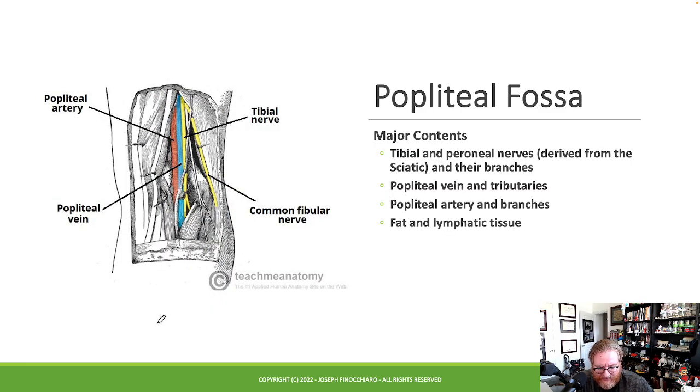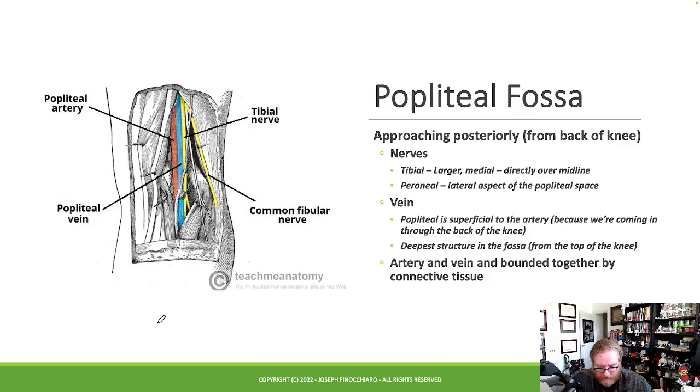The major contents of the fossa are the tibial and peroneal nerves and their branches, the popliteal vein and tributaries, popliteal artery and branches, and fat and lymphatic tissue. So from the back of the knee, you have the nerves, you have the vein, and the vein is the deepest structure from the top of the knee.